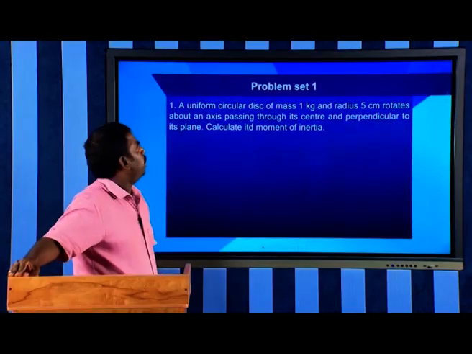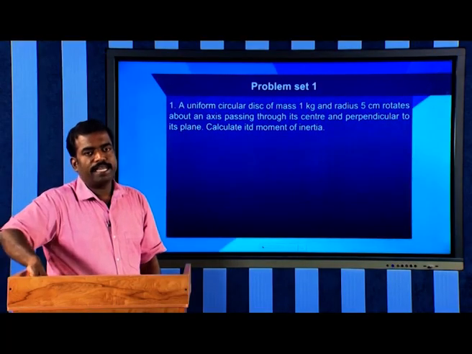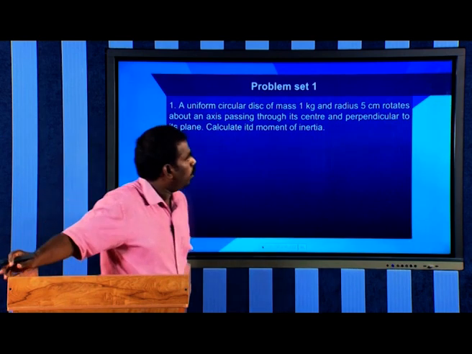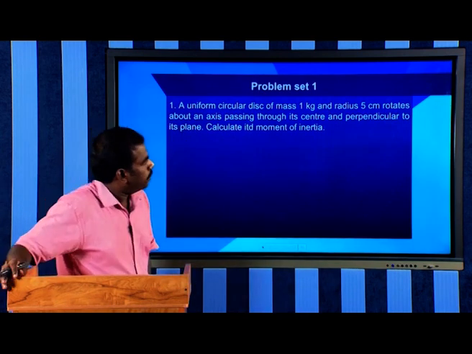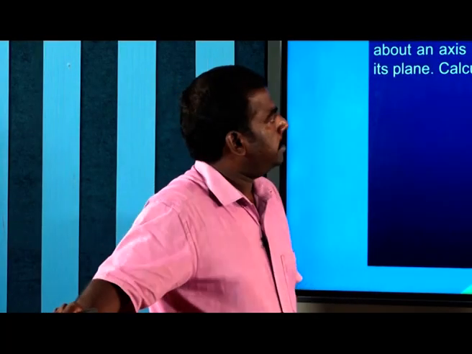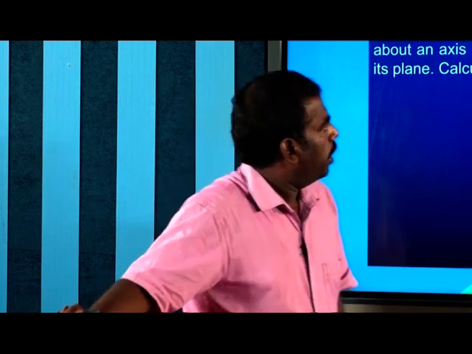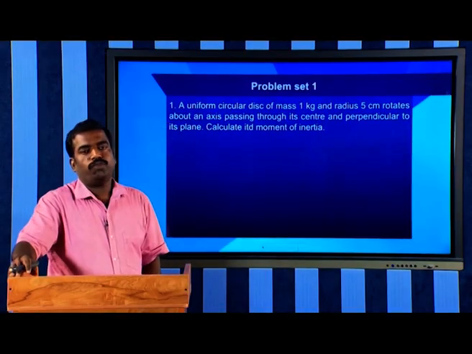So, this is the first problem. A uniform circular disc of mass 1 kilogram and radius 5 centimeter rotates about an axis passing through its center and perpendicular to its plane. Calculate its moment of inertia.